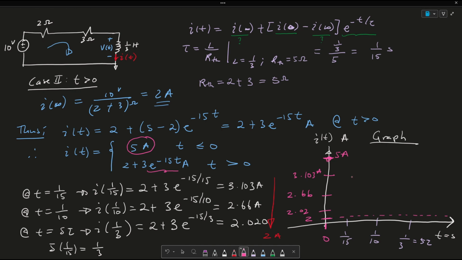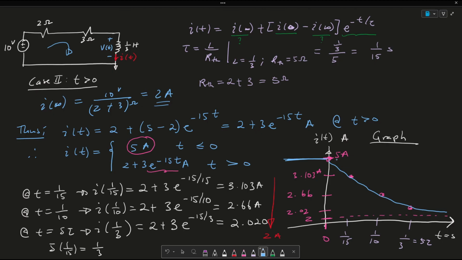So we're here. We have a point here, we have a point here, a point here. And what we're going to notice is that for t less than or equal to 0, our graph is just going to be at 5 amps. And then it's going to go down exponentially towards 2 amps and saturate at 2 amps.